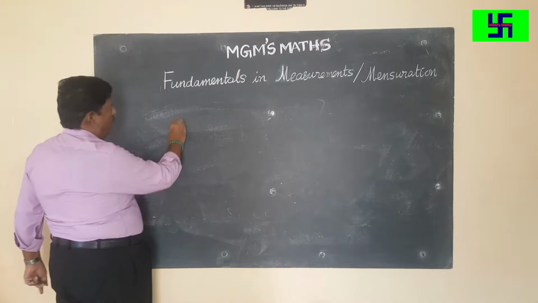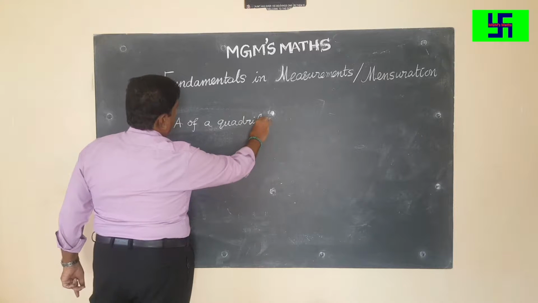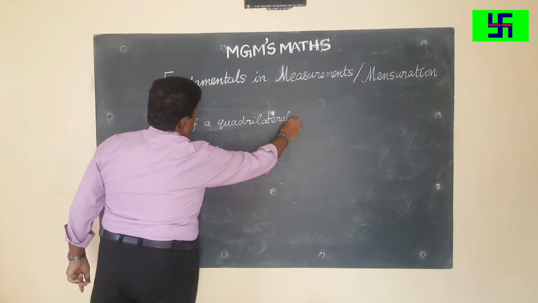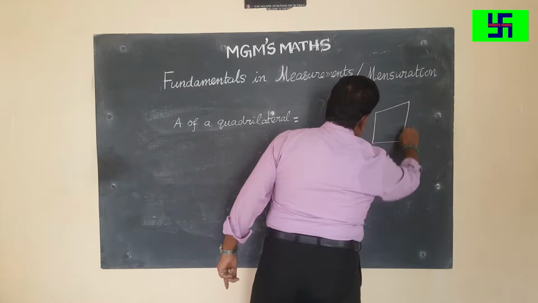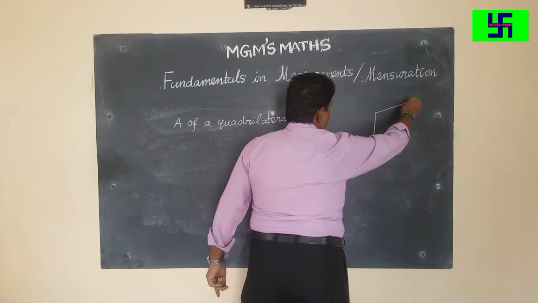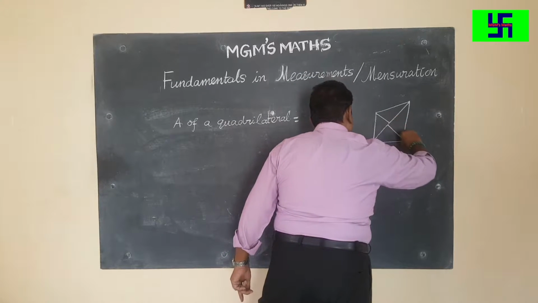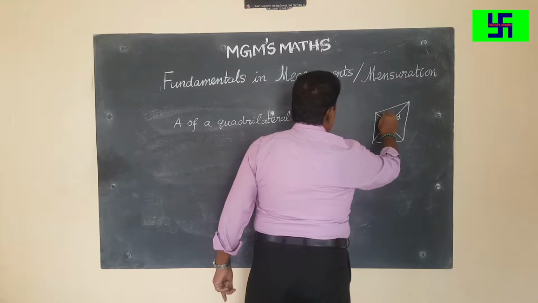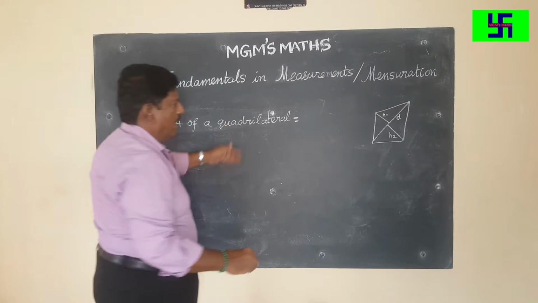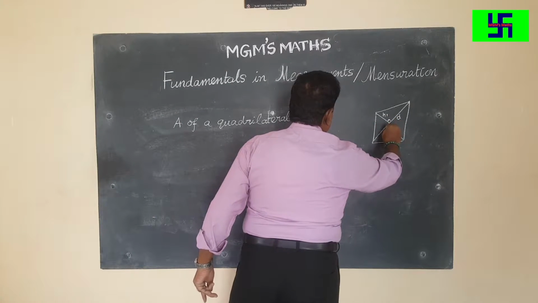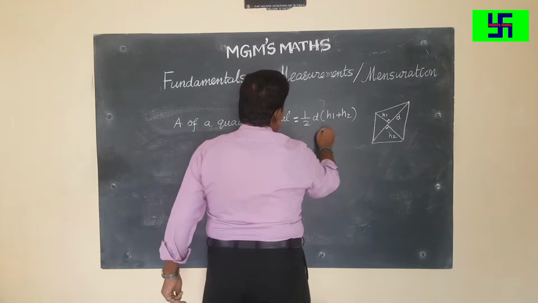Now the area of a quadrilateral. Area of a quadrilateral, you take any quadrilateral of this form. Okay, you have to join one of the diagonals and draw the altitudes for the diagonal, and the altitudes become h1 and h2. So the area of a quadrilateral is half d into h1 plus h2 square units.